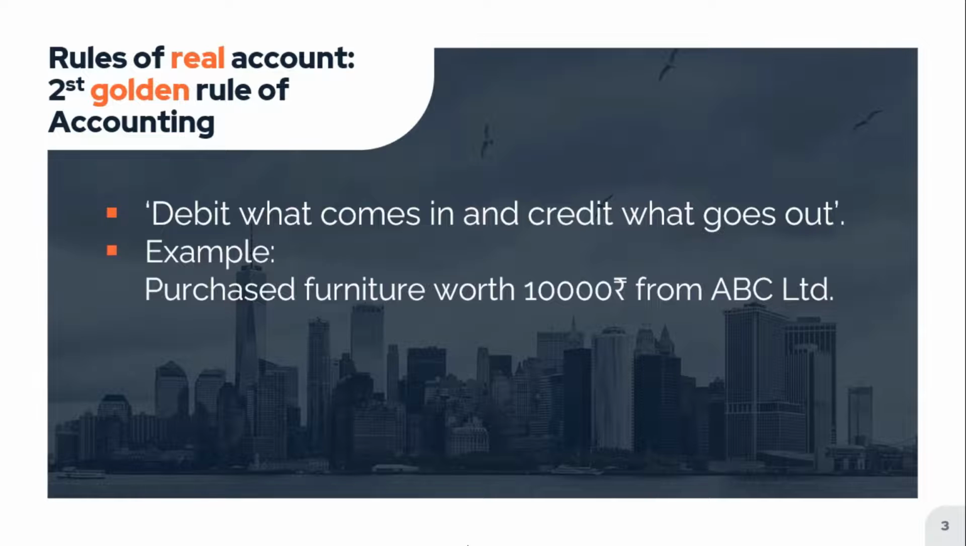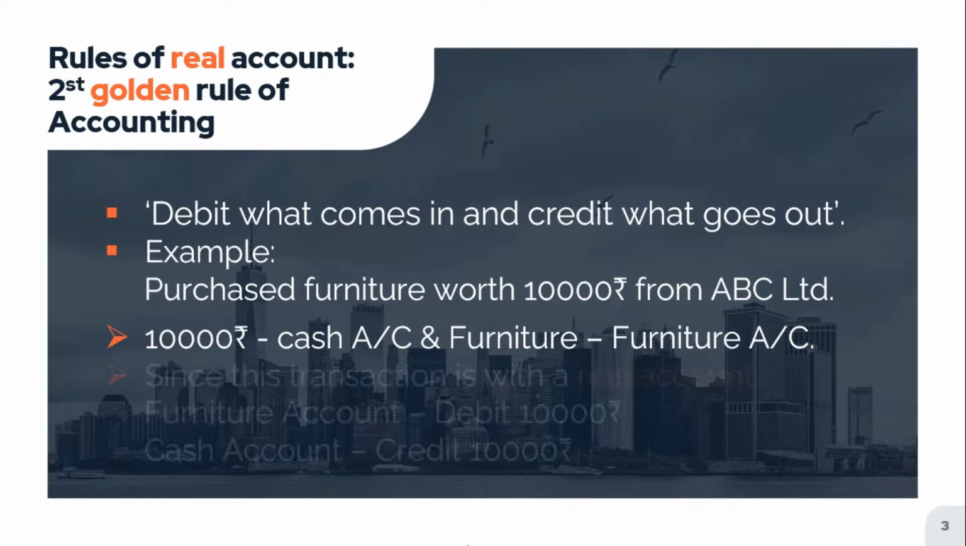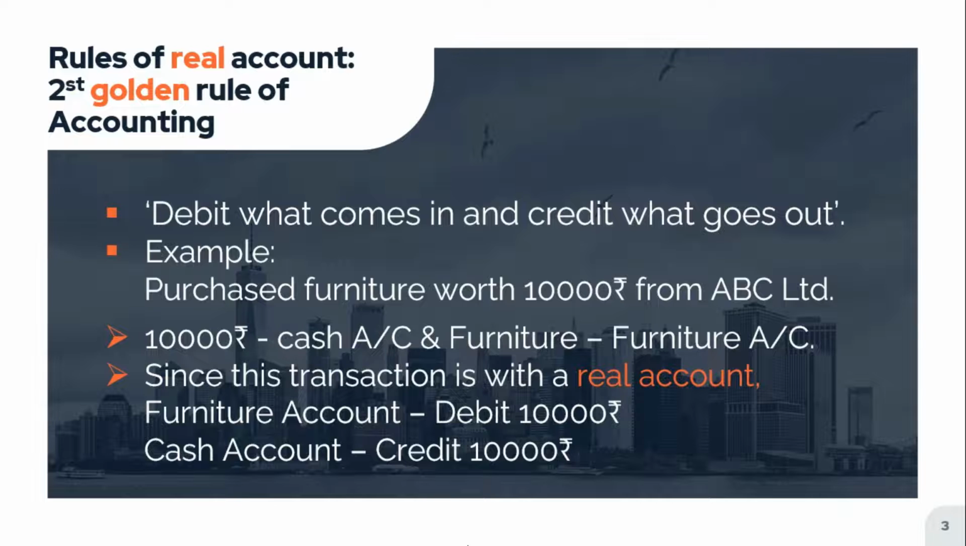Let's say you purchased furniture worth rupees 10,000 from ABC Limited. So furniture is an asset for you and your assets account will increase, or you can say your furniture account will increase. In your books it will be rupees 10,000 from cash account since you have paid from cash account, and furniture will come under furniture account. And since this transaction is with a real account, you will follow the rule debit what comes in and credit what goes out. Since furniture, that is assets, have come in, you will debit rupees 10,000 to furniture account and you will credit rupees 10,000 to cash account.